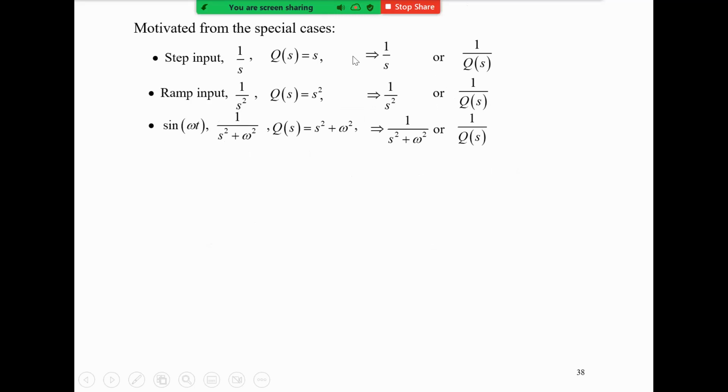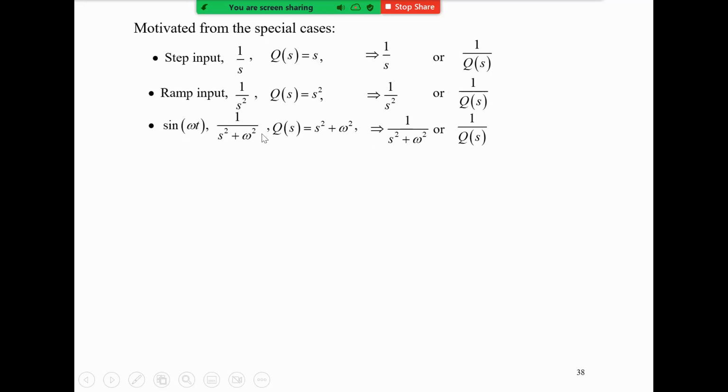Then, motivated from the special cases we just mentioned, when we try to follow a step input, if the reference is a step, we say Q is S. To follow a step, we have to have an integrator in the controller. It means this S, because Q equals S, so 1 over Q is a part of your controller. If there is a ramp input, we need to have a 1 over S square inside your controller. Also in this form, 1 over Q.